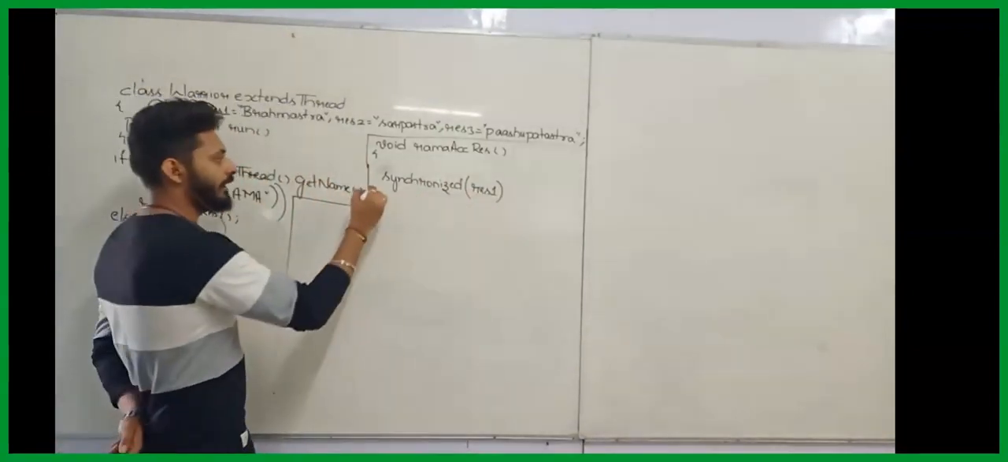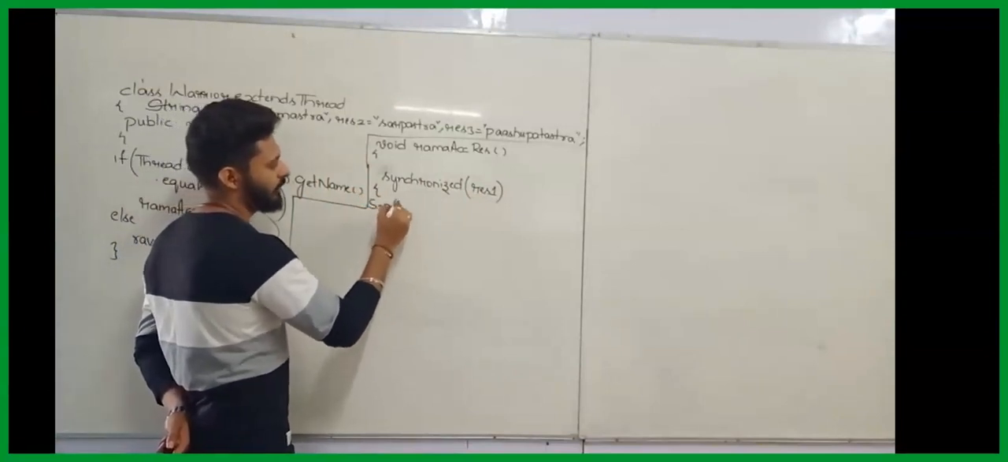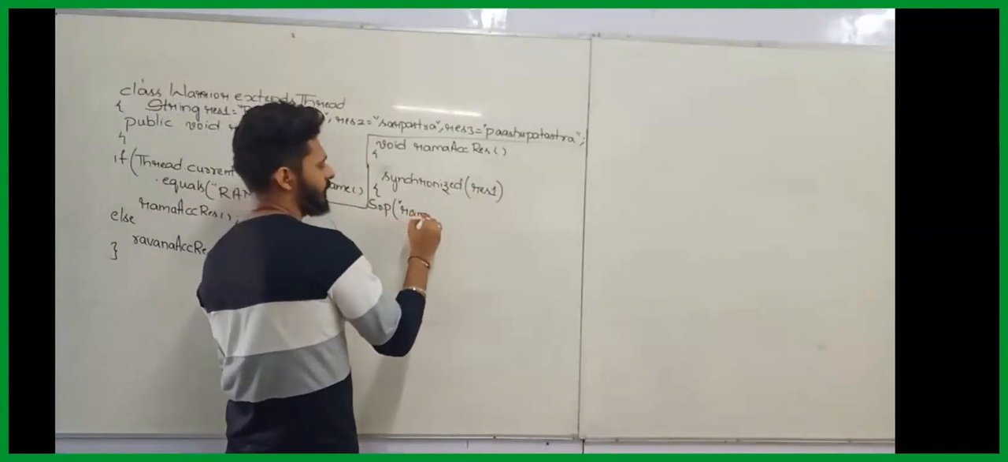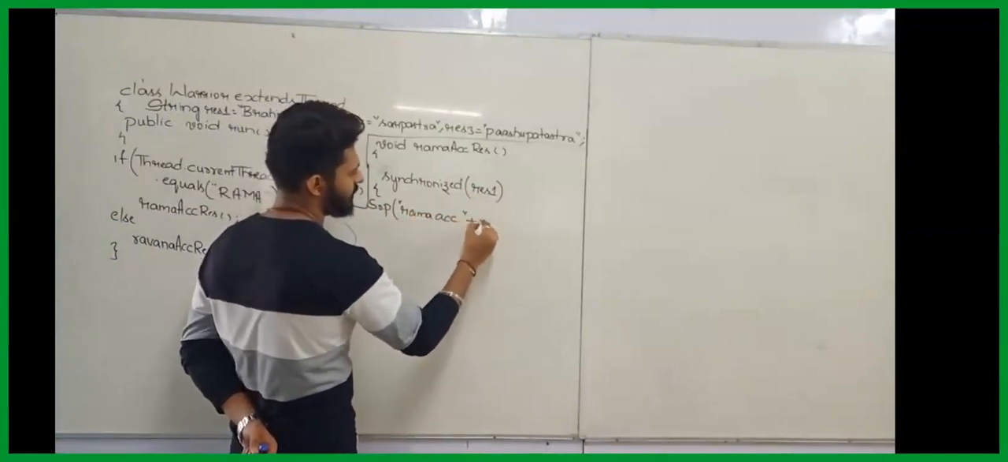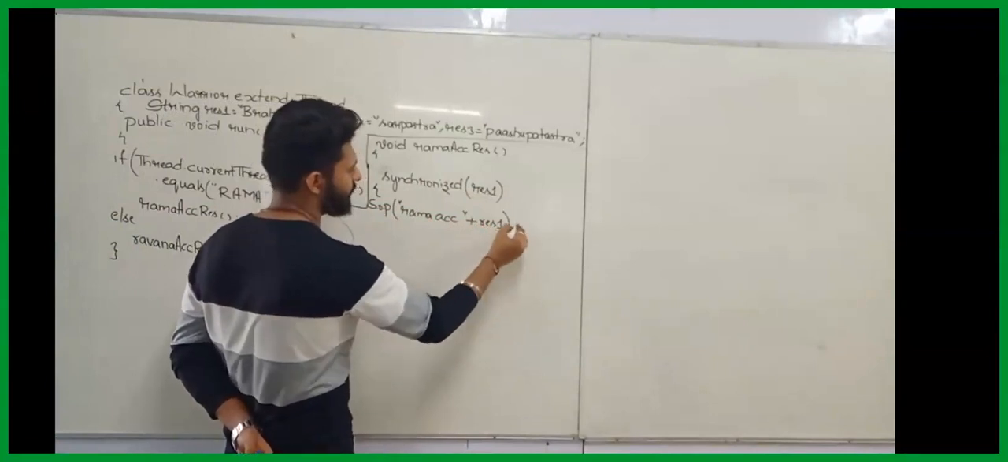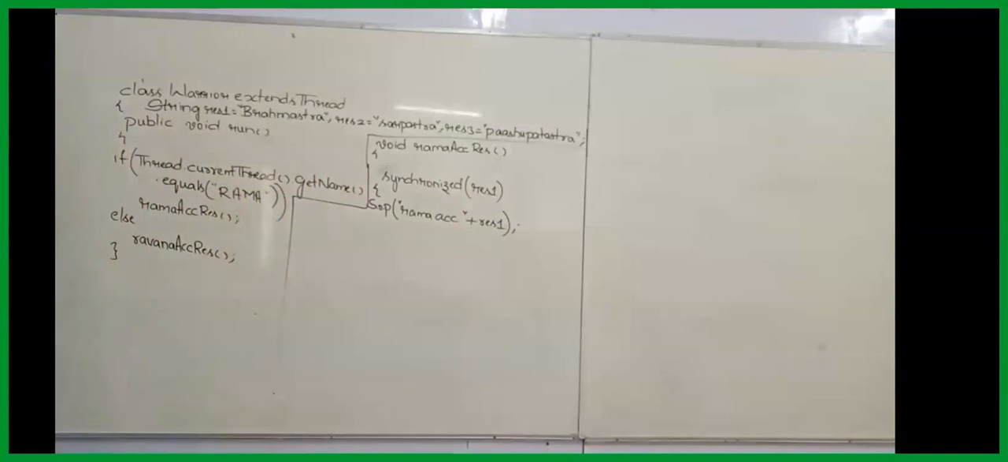Now I'll open. Inside this, what will I do? I'll try to print. Print what? Rama acquired plus resource 1. What will it print now? How will we get the output? Rama acquired Brahmastra. I'll get that output. Am I right?